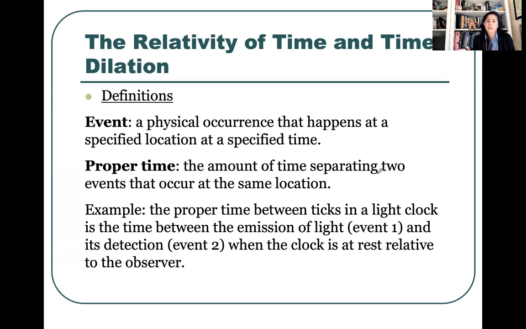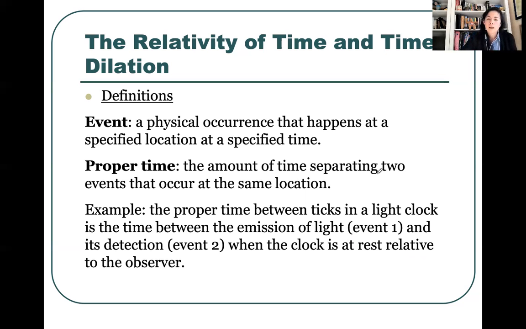Okay, so as an example, the proper time between ticks in a light clock is the time between the emission of light and the detection. So those were the two events when the clock is at rest relative to the observer. All right, and so that is how we define the proper time, and that's how we define the events.